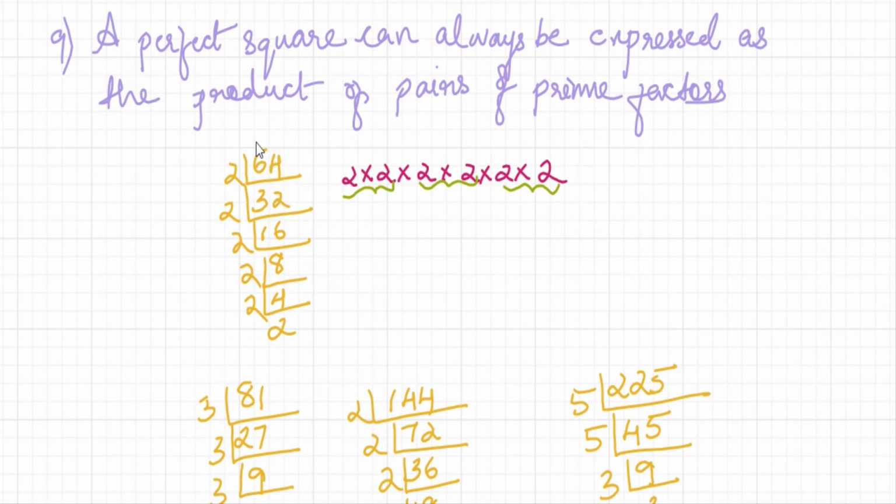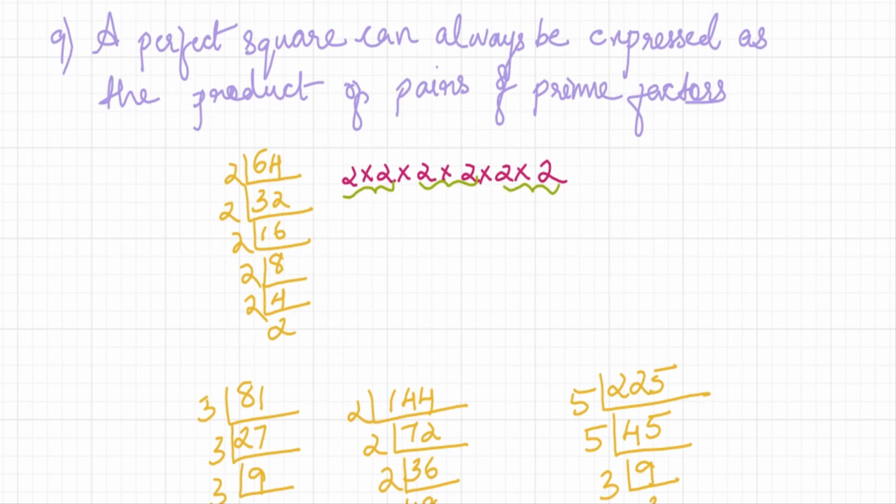See here, 64. I have factorized it into its prime factors like this. By 2, it will be 32, then 16, 8, 4 and 4. So these are the prime factors of 64. By writing it like this, I have paired them in this way. So 2 into 2, 2 into 2 and 2 into 2. So that's it. A perfect square can always be expressed as a product of pairs of its prime factors.